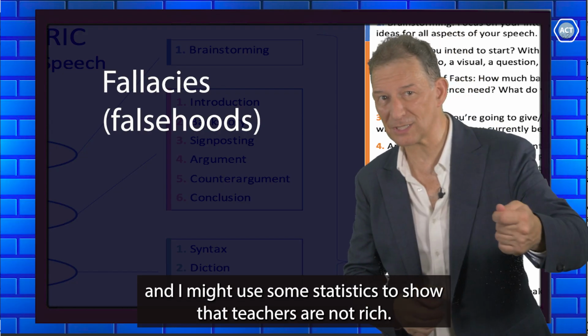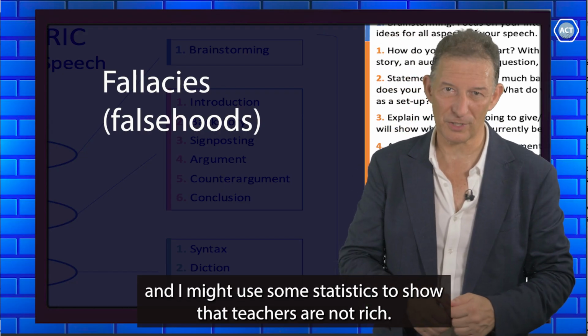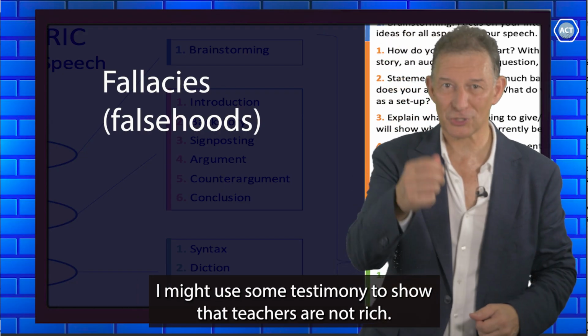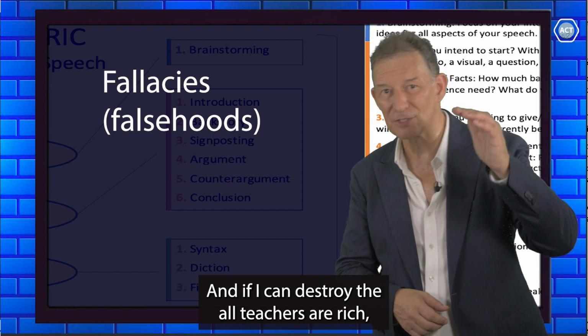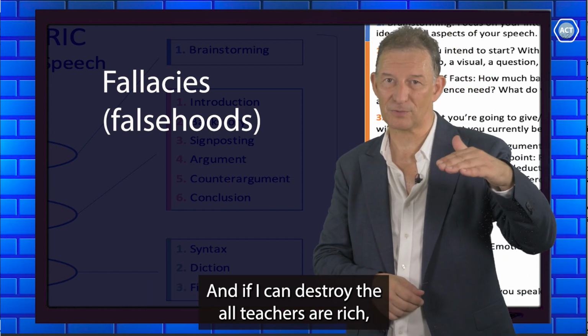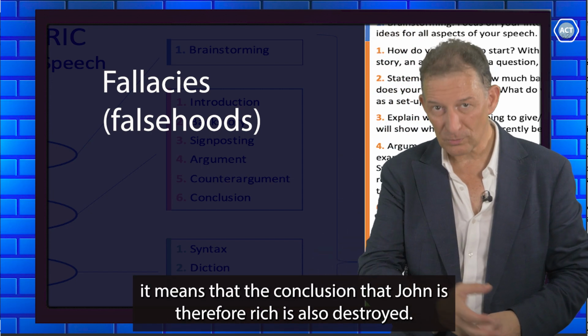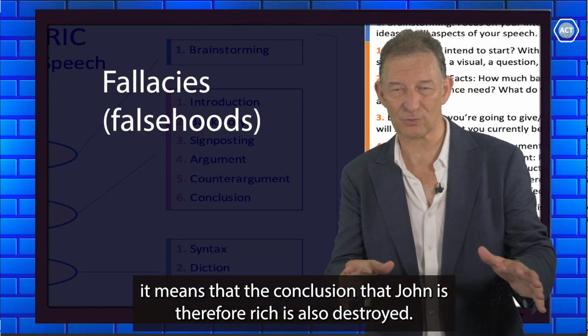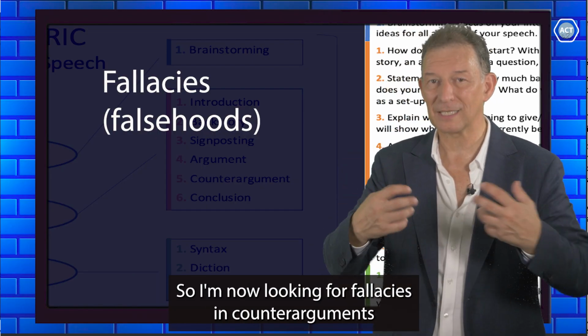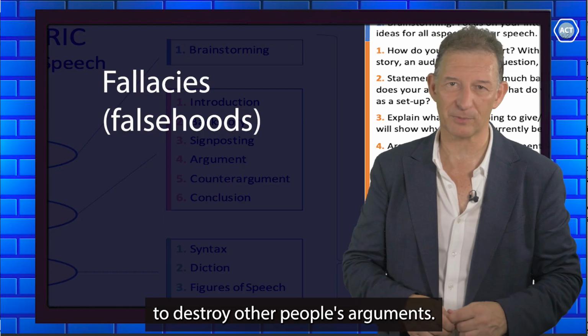And I might use some statistics to show that teachers are not rich. I might use some testimony to show that teachers are not rich. And if I can destroy the claim that all teachers are rich, it means that the conclusion, John is therefore rich, is also destroyed. So I'm now looking for fallacies in counter-arguments to destroy other people's arguments.